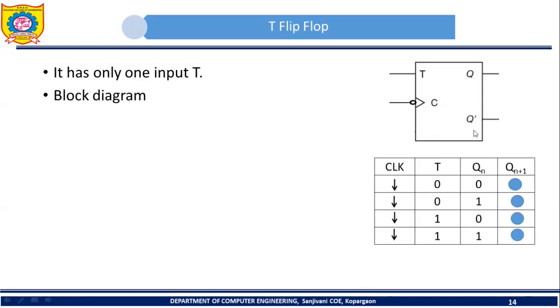There are two outputs, that is Q and Q prime. Now this symbol indicates that this particular T flip-flop is negative edge triggered. Then operation: how a T flip-flop operates. What happens in a T flip-flop if T is 0 and if T is 1.